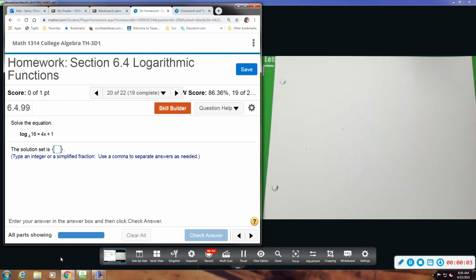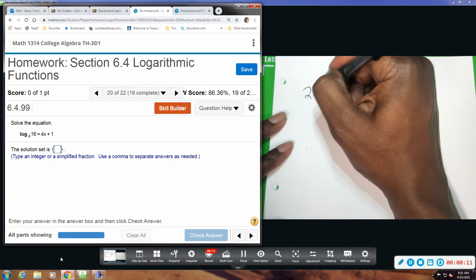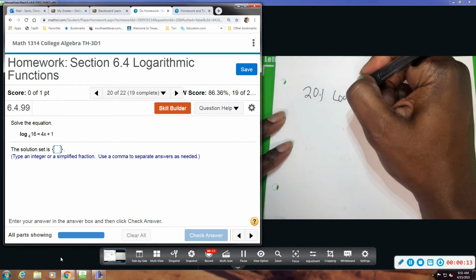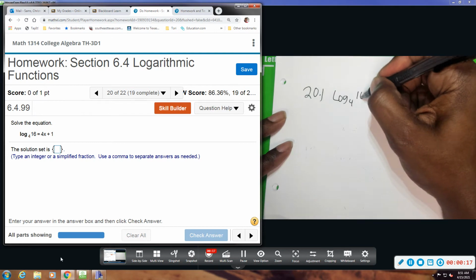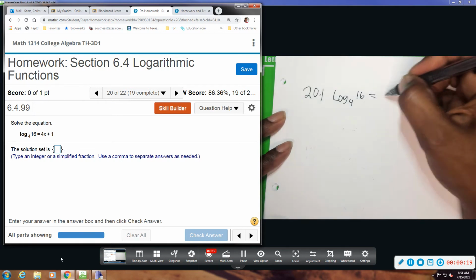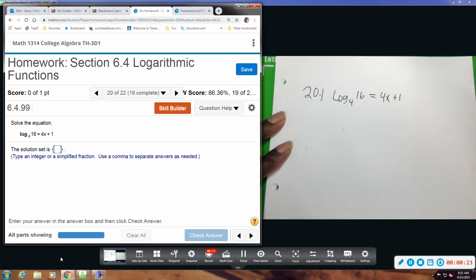All right, number 20 wants us to solve the log equation. And so we're given log base 4 of 16 equals 4x plus 1. So again, we're going to write this as exponential.